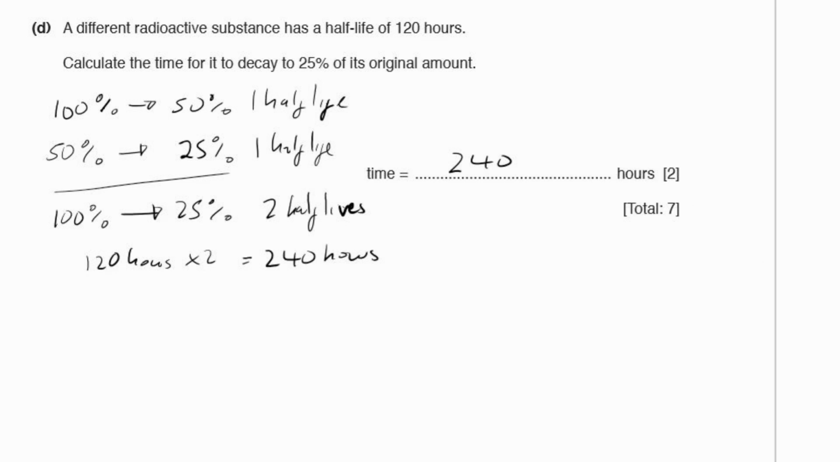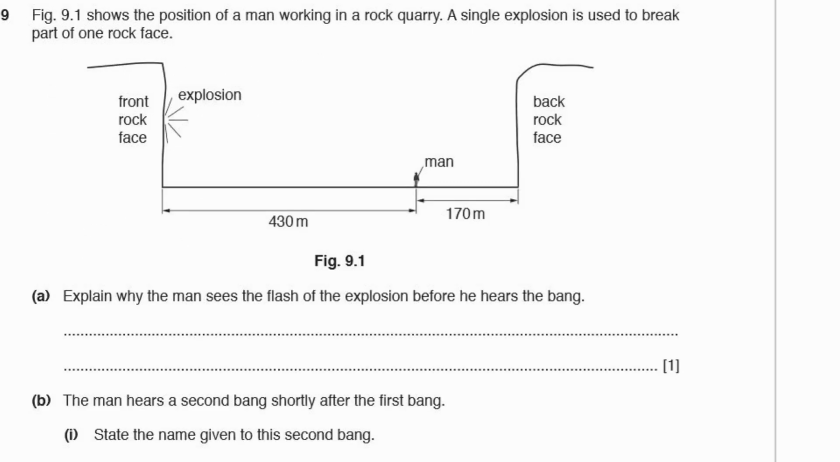Excellent. Let's move on to 9. Question 9. Figure 9.1 shows a position of a man working in a rock quarry. A single explosion is used to break part of one rock face. Explain why the man sees a flash of the explosion before he hears the bang. Now, the reason for that is that light travels much, much faster than sound. So light travels much faster than sound.